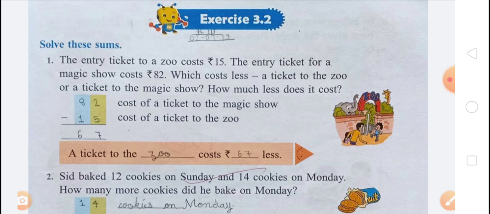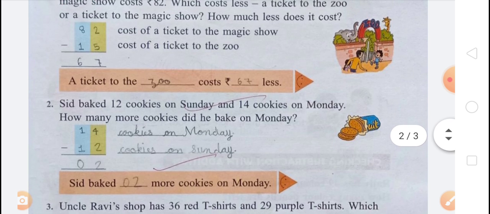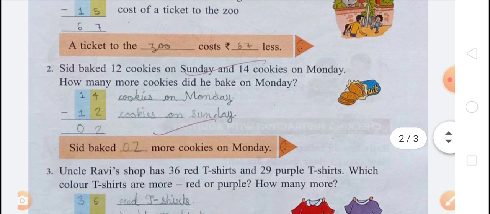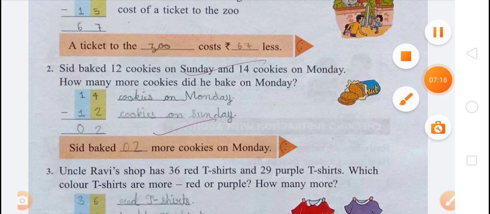Okay. Now come to the next question, that is question number 2. Sid baked 12 cookies on Sunday and 14 cookies on Monday. How many more cookies did he bake on Monday? You know that we use subtraction to find out how many more or how many less.